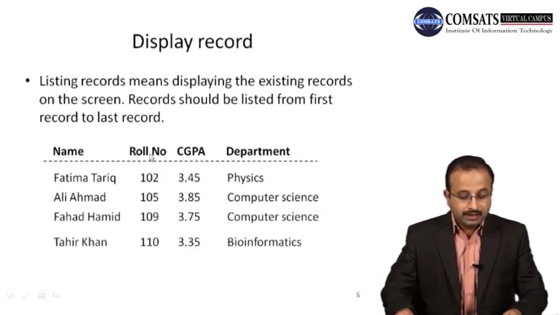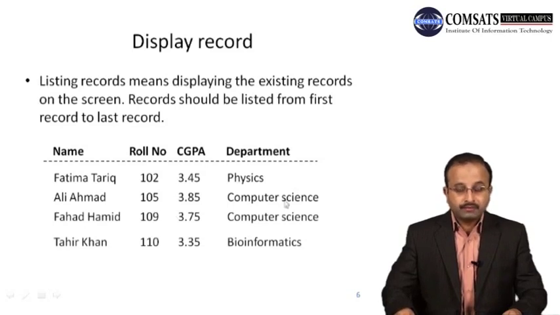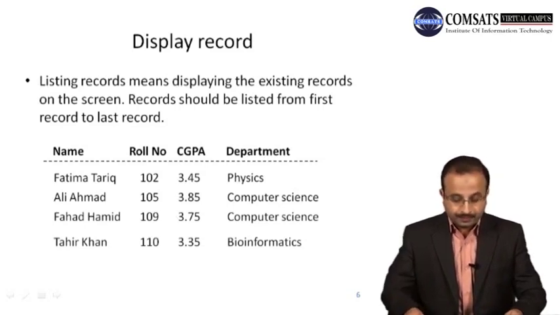It should write the name of the field, the name of the second field, that is roll number, the name of the third field, CGPA, and department, and then we have record number 1, record number 2, record number 3 and record number 4, all the 4 records.